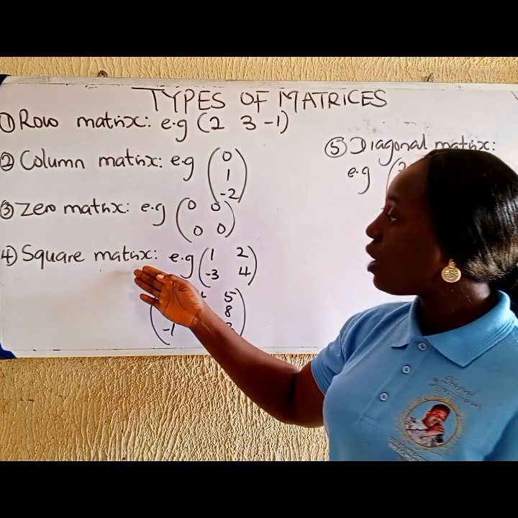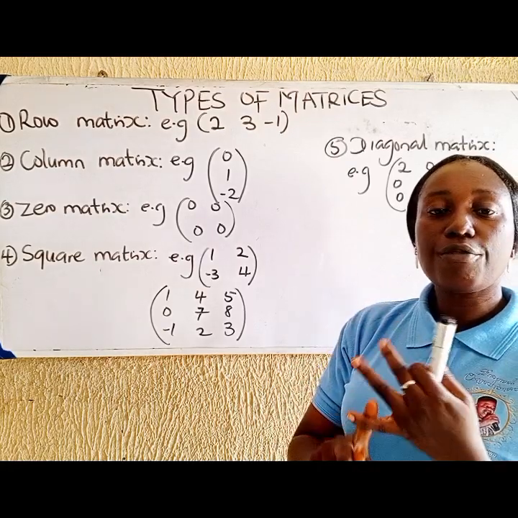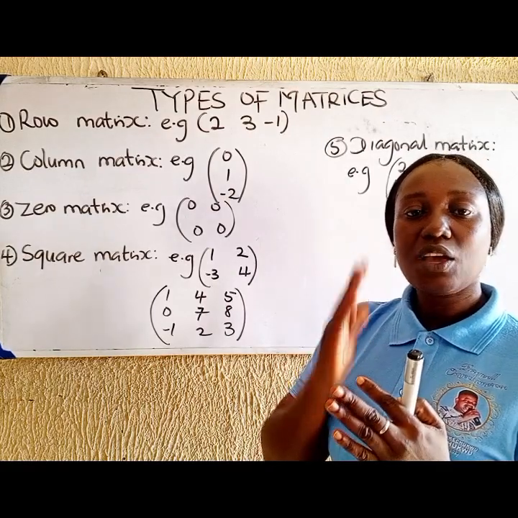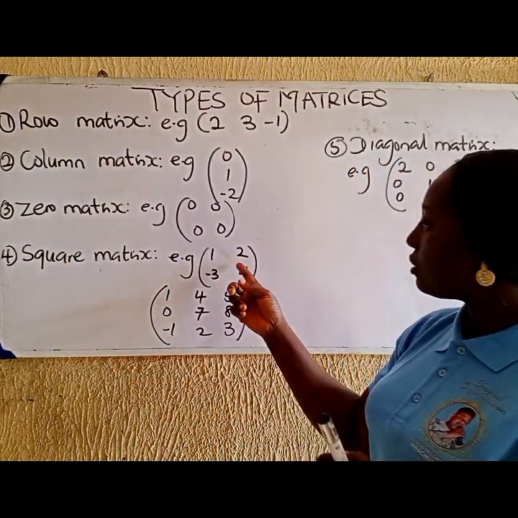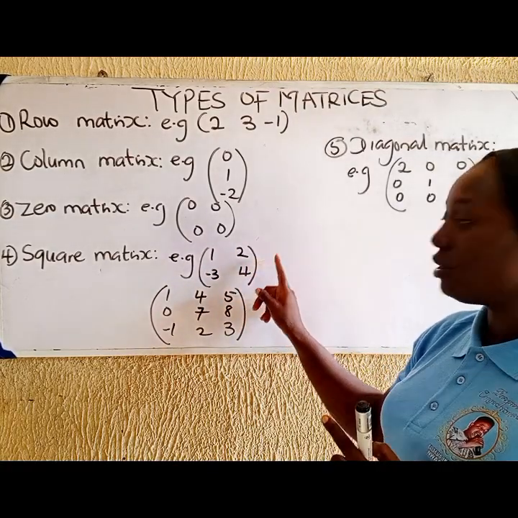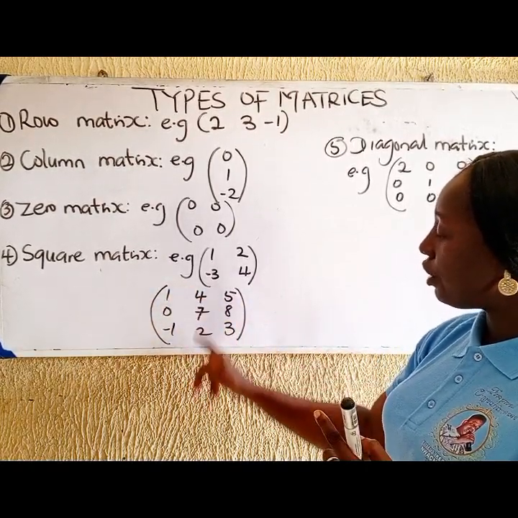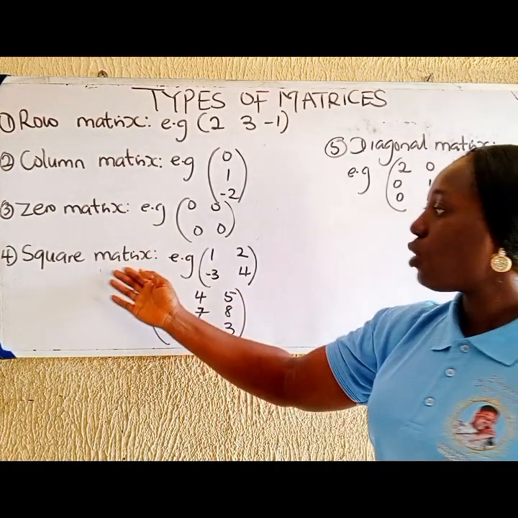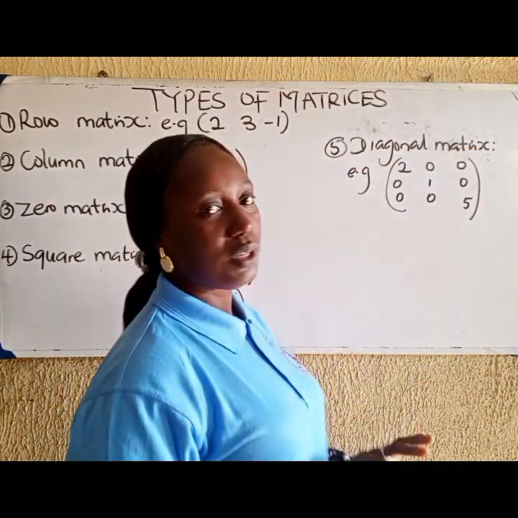Now the fourth one is called a square matrix. A square matrix is a type of matrix in which the number of rows is equal to the number of columns. When a matrix has an equal number of rows and columns, we call that type of matrix a square matrix. You can see here, it has 2 rows and 2 columns, so they are equal. This is 2 by 2. And here it has 3 rows and also 3 columns. So when you have an equal number of rows and columns, you call it a square matrix.